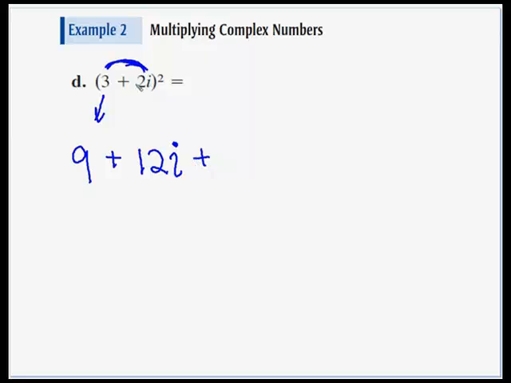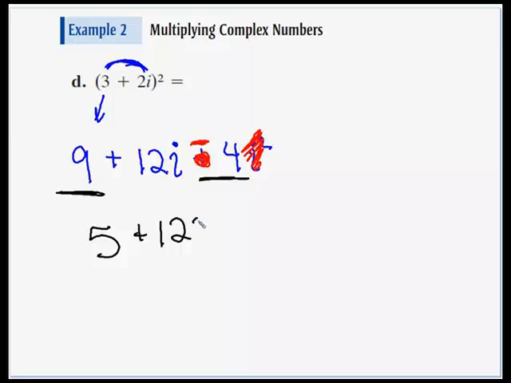And then we're going to have plus the last quantity squared. 2i times 2i is 4i squared. And the i squared is going to turn into a negative 1, which will just turn this into a minus. So let's collect up our real pieces. 9 minus 4 is 5, and then we have our plus 12i. Real component, imaginary component, all together it's a complex number.